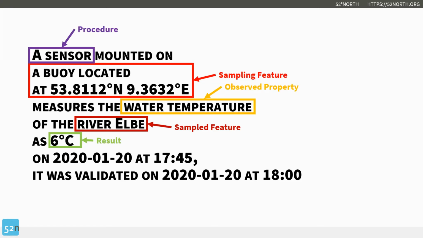For example, we also have scenarios where a sensor generates a complex netCDF file, and in this part, we could reference this external file. So the result is quite flexible, but in the basic case, we assume a numeric value with a unit of measurement.